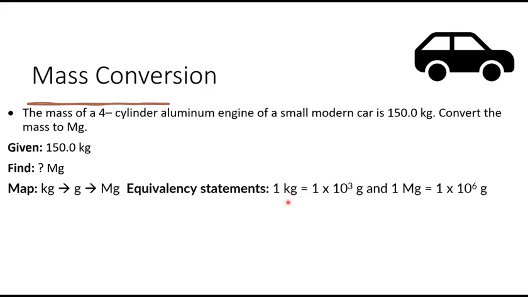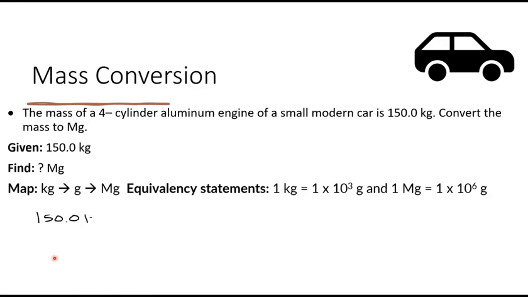The first one should relate the kilo to the base unit. 1 kilogram is 1 times 10 to the 3rd grams. And the second one should relate mega to the base unit. 1 megagram equals 1 times 10 to the 6 grams. Once we have identified our strategy, our map, and relationships that we need to use, now we can go ahead and set up our work.